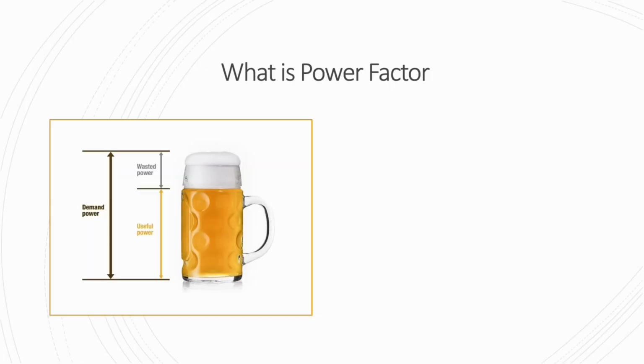Power factor. What is power factor? Power factor is a measure of the efficiency of an AC circuit. There are three types of power in relation to a circuit. True power, the actual amount of power being used or dissipated in the circuit, is measured in watts.